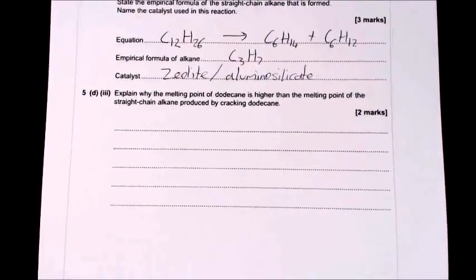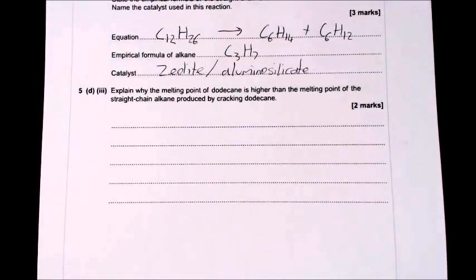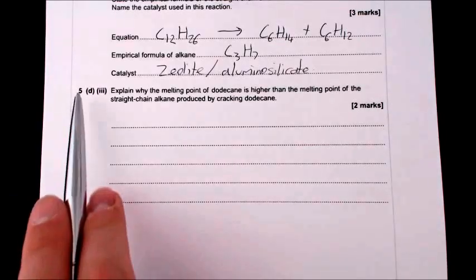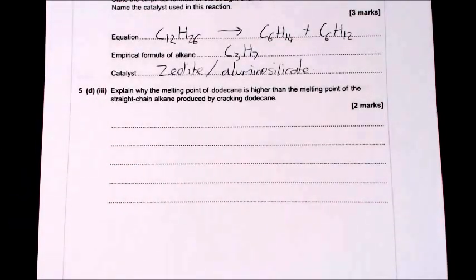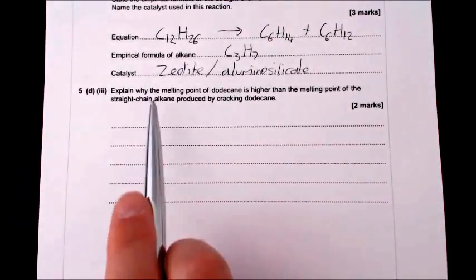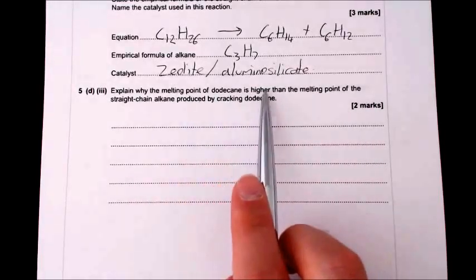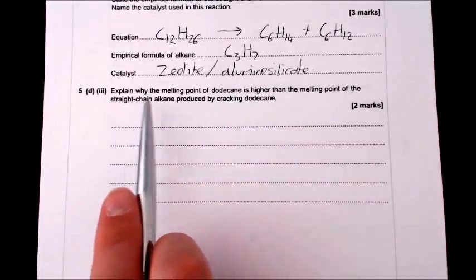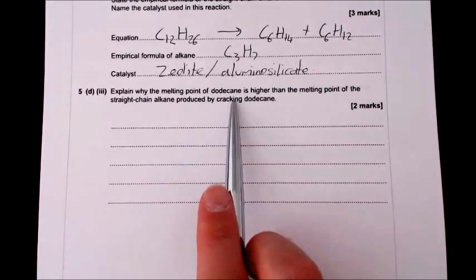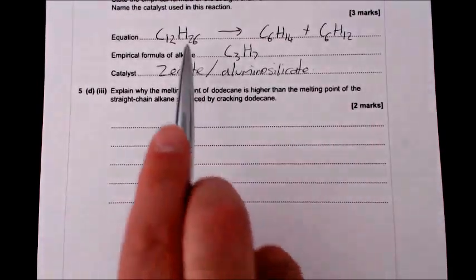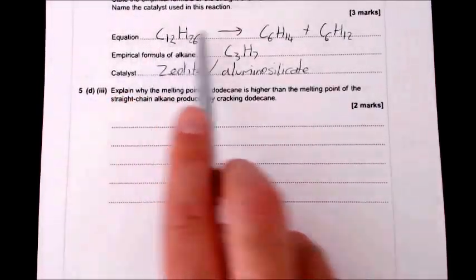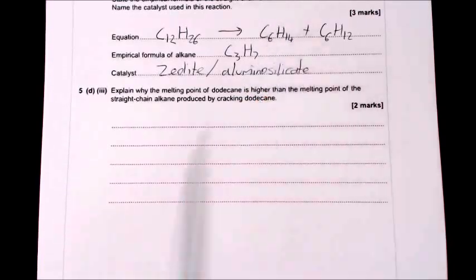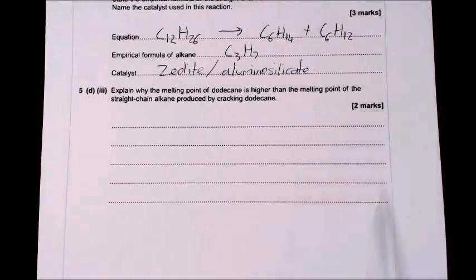Okay, so if we look at the last question here, which is on this page, which is 5D part 3, it says explain why the melting point of dodecane is higher than the melting point of the straight chain alkane produced by cracking dodecane. So we're basically comparing this, which is dodecane, and this, which is hexane. So we're going to compare these two and say why this one has a higher melting point than this. Now, there's 2 marks up for grabs here.